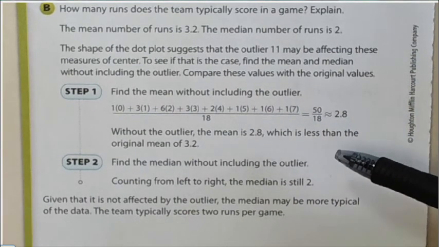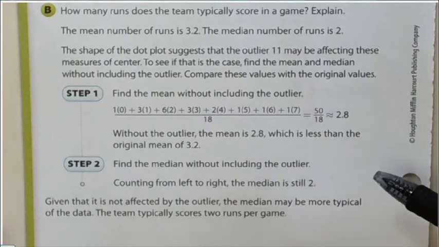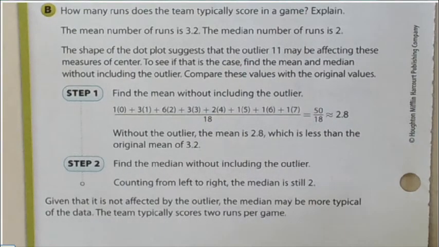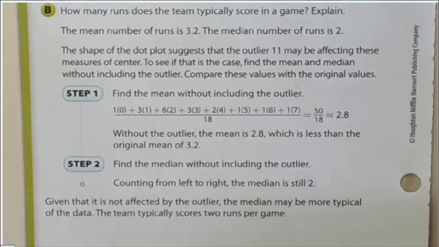So it's just a different way to think about it, and it's showing you that an outlier does affect the data. Sometimes when you have a very low or very high number, it completely changes the way that you're looking at information.